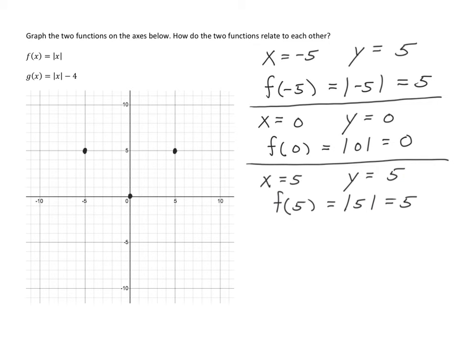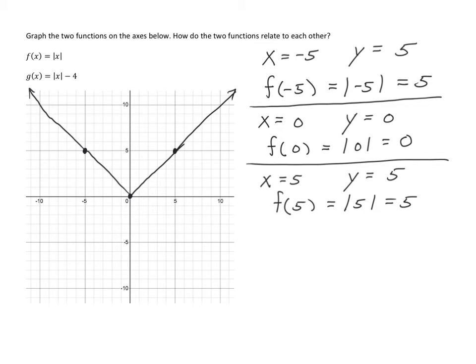You could plot a whole lot more points. Like you could do negative 4, negative 3, negative 2, negative 1, 1, 2, and 3. But what you're going to see is a graph that has a V shape to it. That's going to be the general form of the absolute value function. It's going to look something like this. Doesn't have to be a perfect sketch. I just want to have something that resembles f of x, a rough sketch.